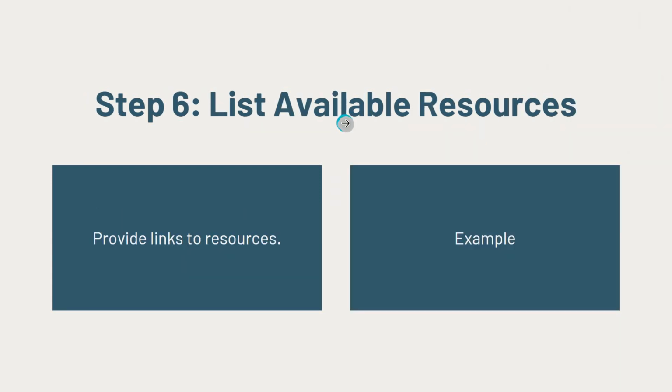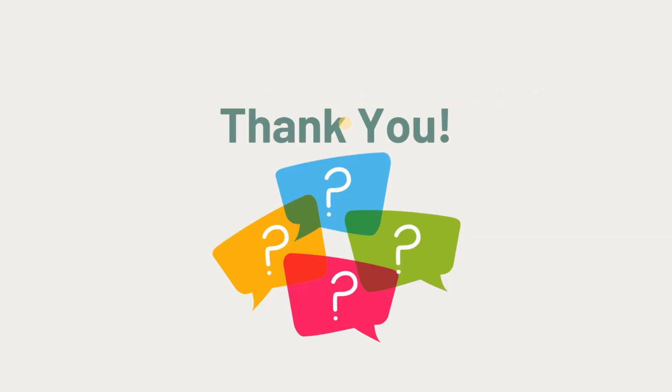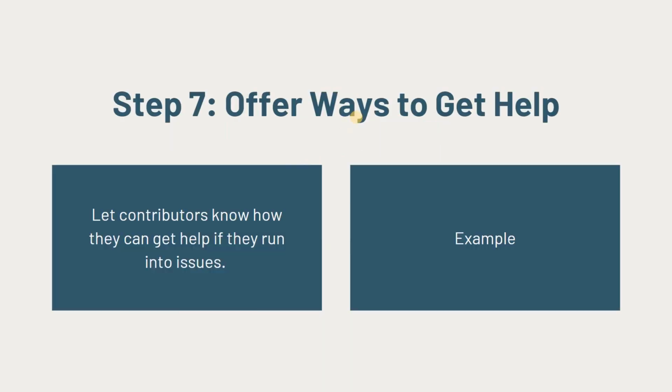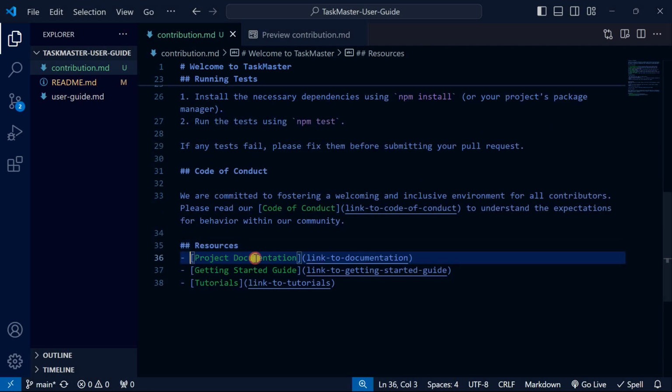So we have looked at our code of conduct already and an example. The next thing is to list available resources to help whoever is going to start contributing. And then lastly, offering ways to get help. So let's look at these two examples. Just below the code of conduct, you can put there resources. In the resources, you can add a link to your project documentation. You can put a link to a getting started guide. You can put any link, maybe that has tutorials, etc.